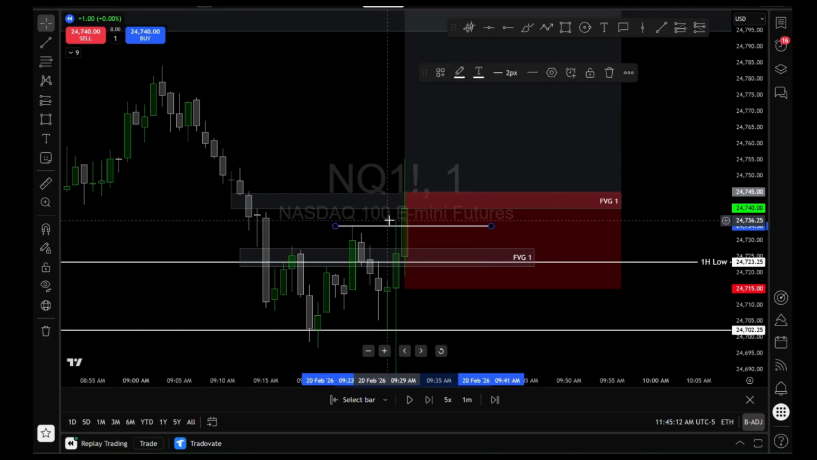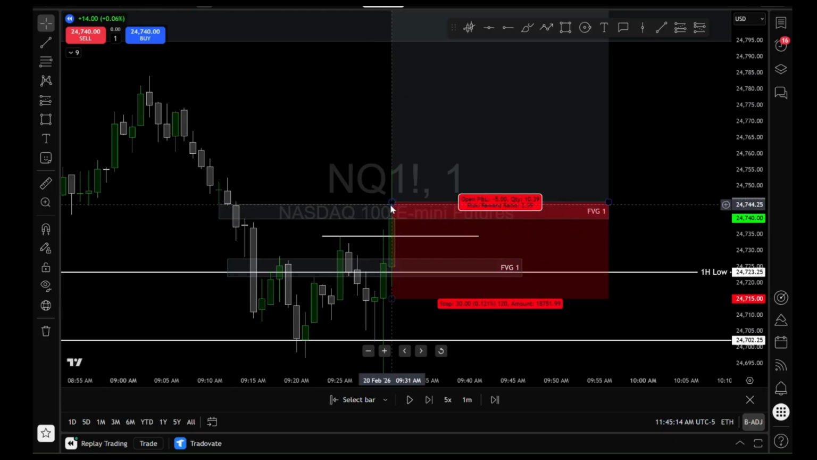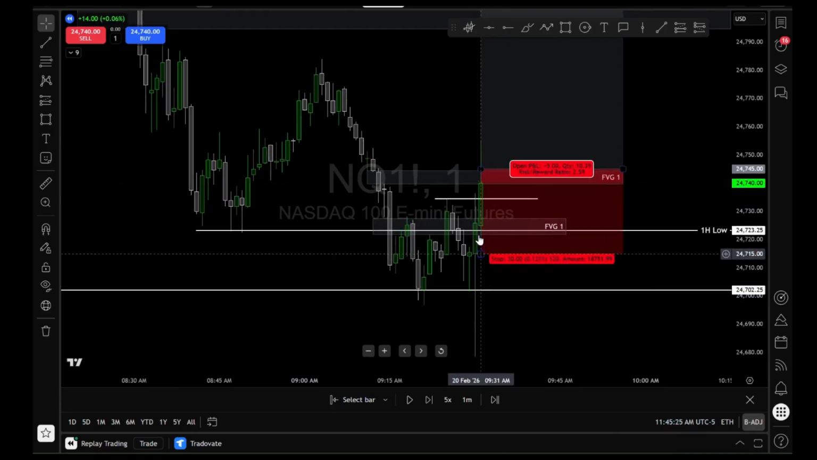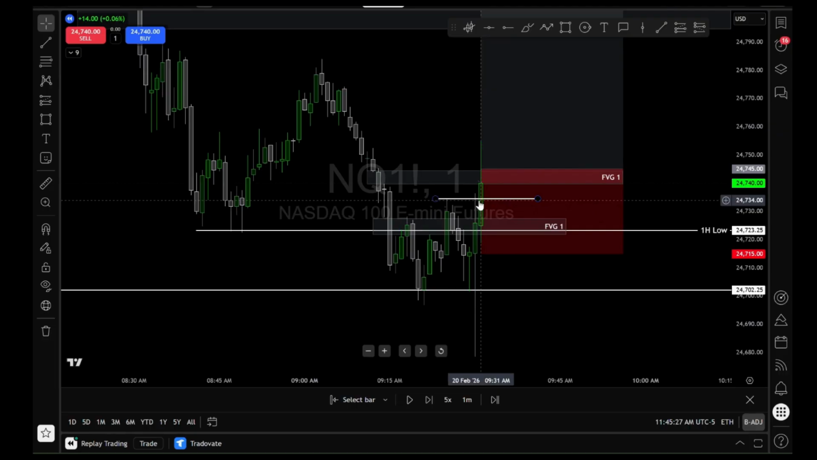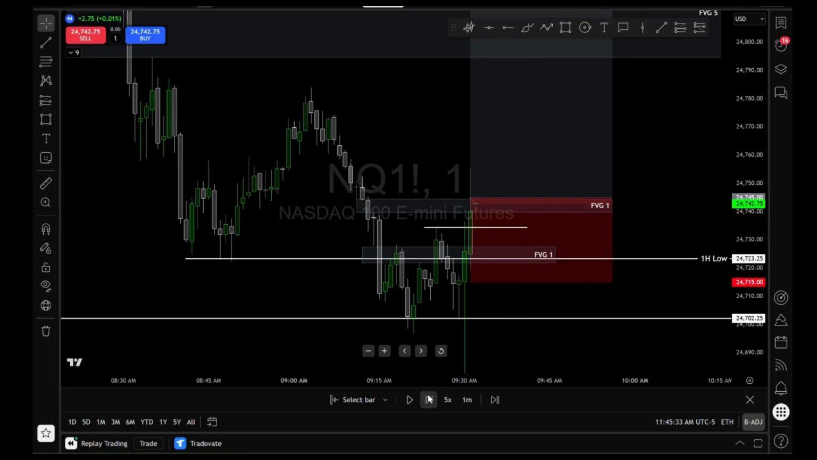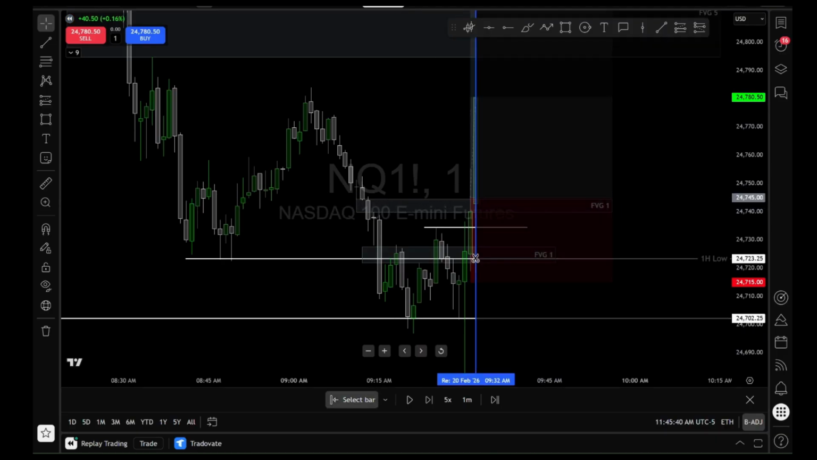Not only do we have that, but we also have this 1 minute fair value gap that can get inverted. And that was, in fact, my entry. So, three confirmations. We have the sweep of the hourly low, we have sell side liquidity taken, we also have the change in the state of delivery, and then we also have this 1 minute fair value gap that did in fact get inverted.